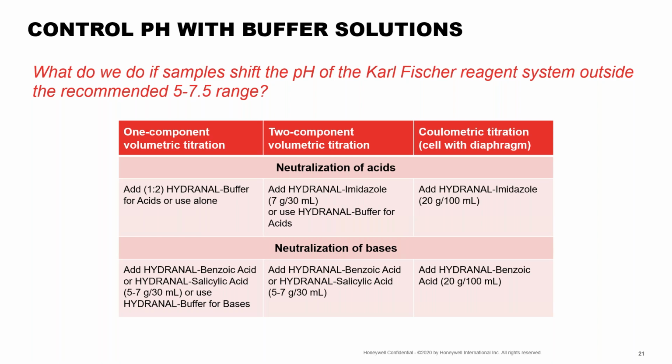We have similar options that we can do on the basic side of things. So again, if we have a sample that's extremely basic, we might be pushing that pH out above that recommended 5 to 7.5 range. We might be starting to see some side reactions taking place, impacting the iodine content of our reagents. In this case, we can use either benzoic or salicylic acid. We can also use a premixed media as well, a buffer for bases. Again, the thought process here is that we want to be moving that pH back down into the 5 to 7.5 range. And once again, we can use pH paper just as a really quick initial check if we're outside of that recommended range.